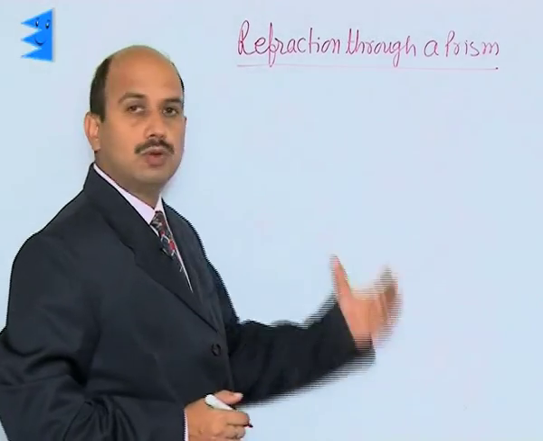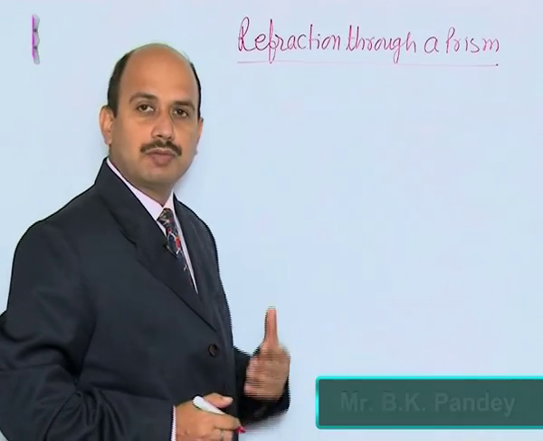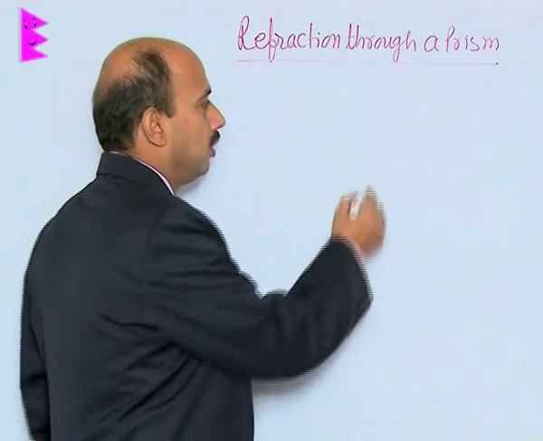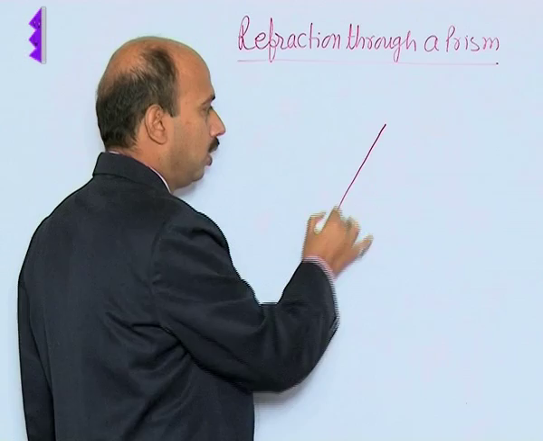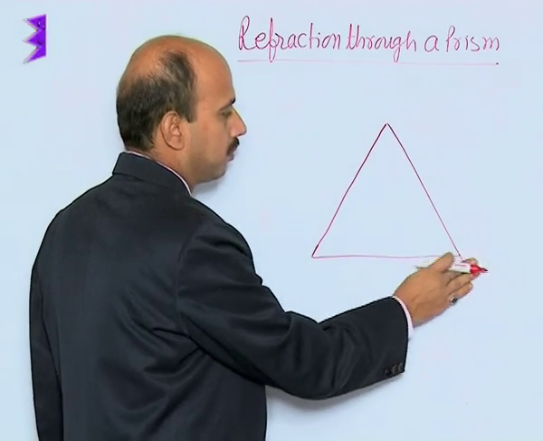Now see refraction through a prism. We have done refraction through a glass slab and also atmospheric refraction. Now we are going to do refraction through a prism. Suppose you have taken a prism whose base is an equilateral triangle.